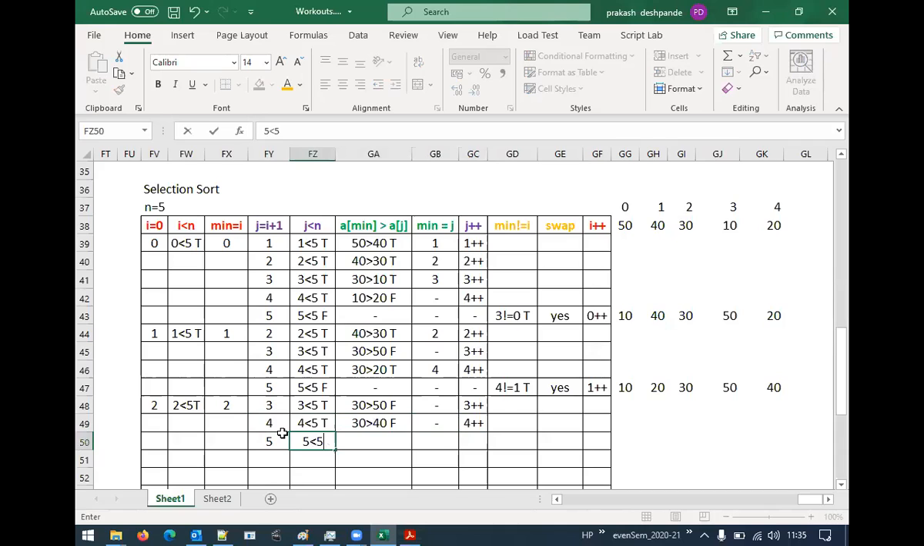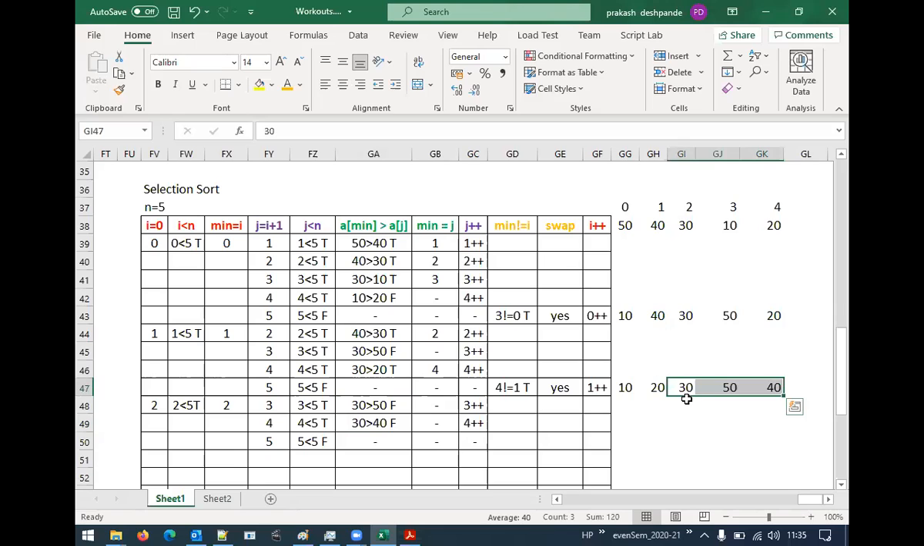5 less than 5. False. Skip this, skip this, skip this. Now, we did not make any changes. Every time this particular condition was turning out to be false. Why? Because among these, we try to look at the minimum value, and at the first occurrence, that is 30, 30 itself is the minimum value.